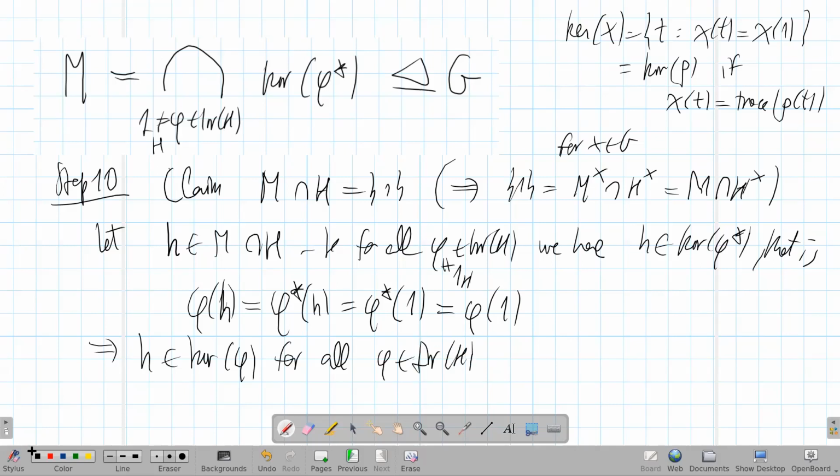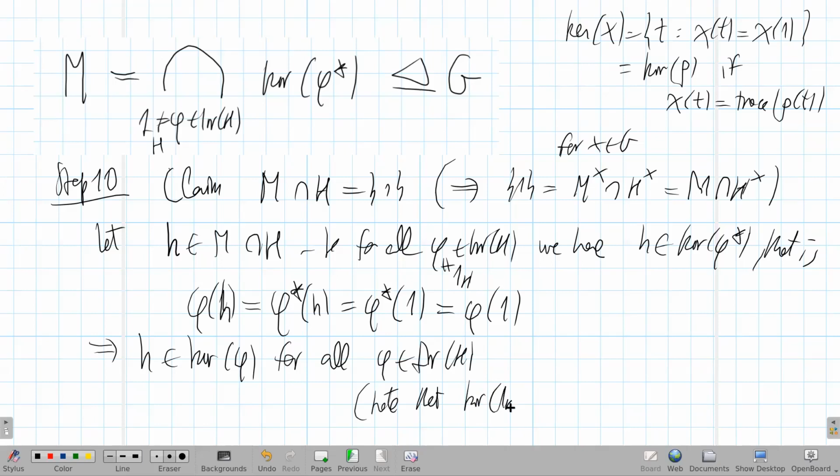Note that this is actually true for phi different from 1H. So 1H is the character which is 1 on all elements. So the kernel of 1H is the whole of H, so any H is in the kernel of 1. The fact that phi is different from the trivial character does not count, because every element is in any case in the kernel of the trivial character.